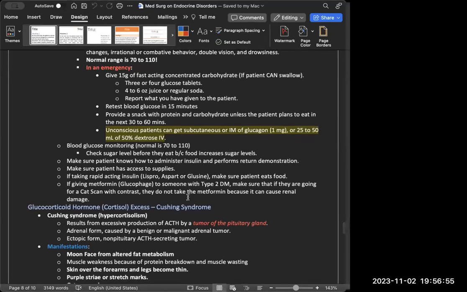So we're going to want to check that sugar, make sure we teach them all about the different insulins, make sure if they're taking Lispro, Aspart, or Glulisine at home, that they need to have food there. If they're not going to eat when they're about to take that medication, they better not take it, because their sugar level might get too low and then they might have a hypoglycemic episode, okay?